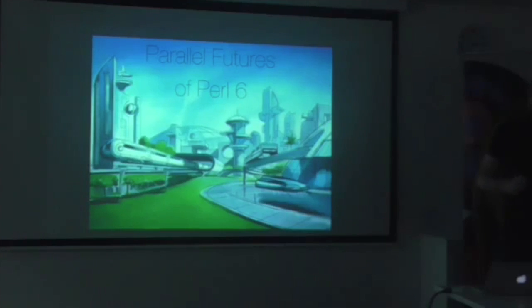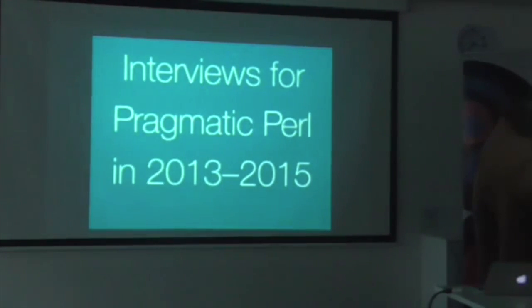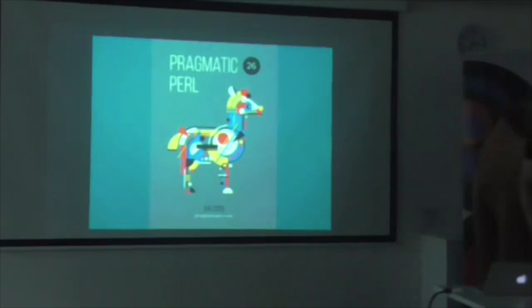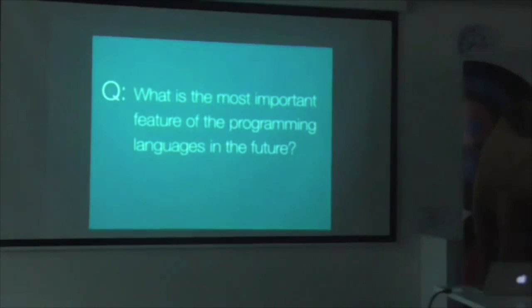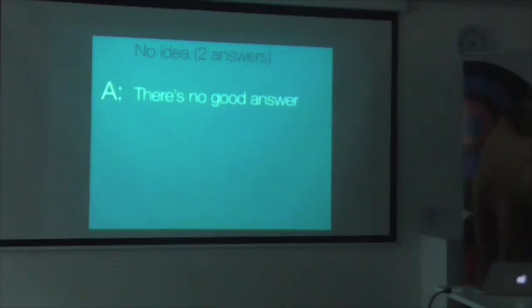Before I really start, there's an electronic Russian monthly magazine, Pragmatic Perl, and every month it publishes articles on Perl and an interview with one of the people from the community. I scanned through all the interviews for the last 2.5 years. The editor asks the question: what's the most important feature of the programming language in the future? And what are the answers? The least common is I don't know, or there's no good answer. Then come some syntax features: natural language support, minimalism, ability to be extended. Then come object orientation, typecasting, robustness, and introspection.